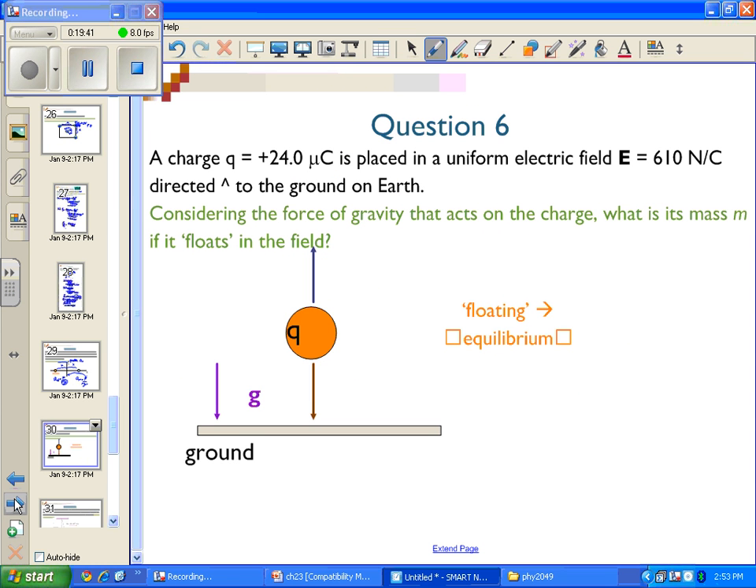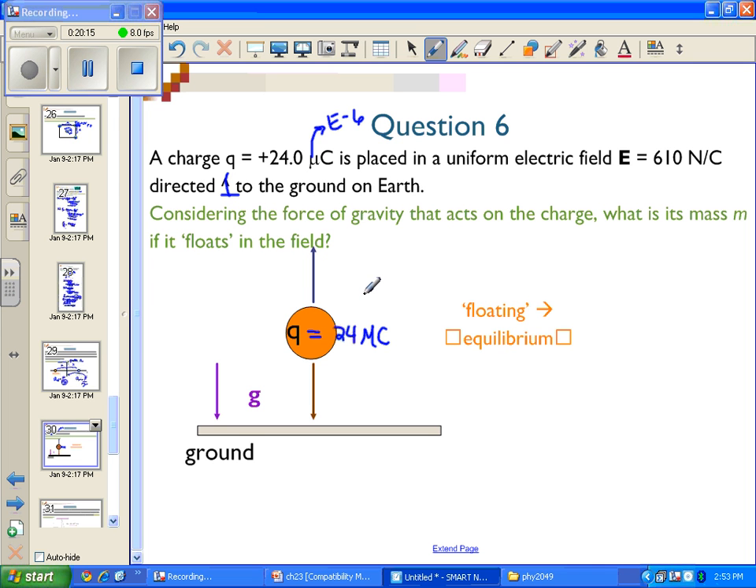Next problem, and the last problem in part 1 of the problem solving session. Question 6 says the following. A charge Q, which is positive and equal to 24 microcoulombs, and of course we remember that the micro stands for e to the minus 6, is placed in a uniform electric field which is directed perpendicular to the ground.